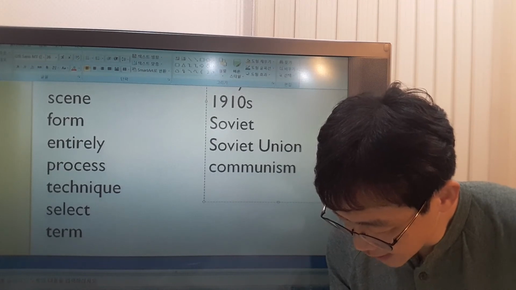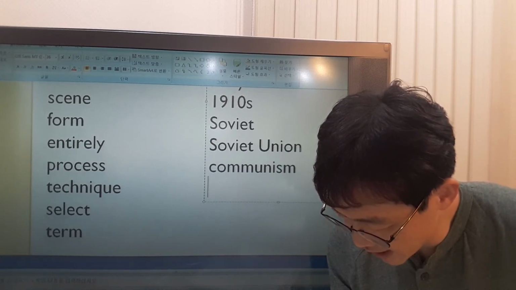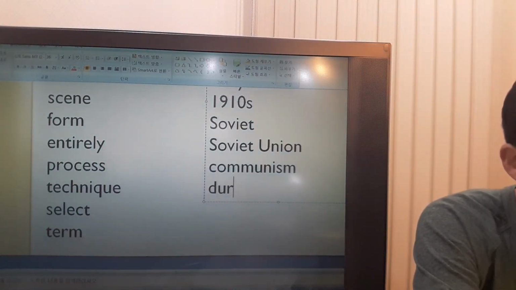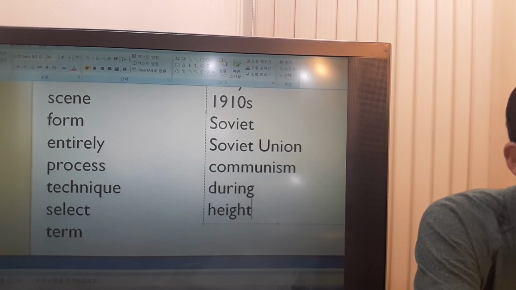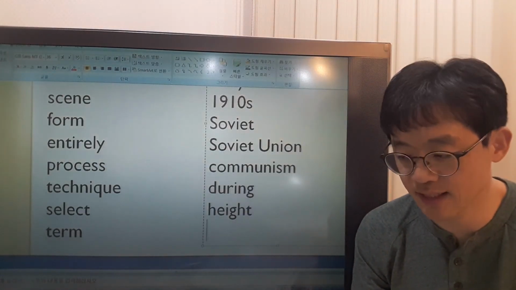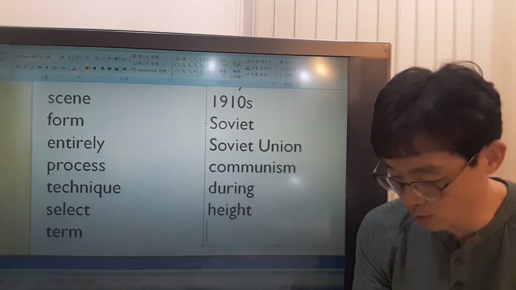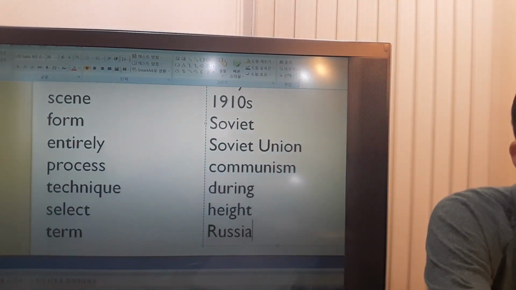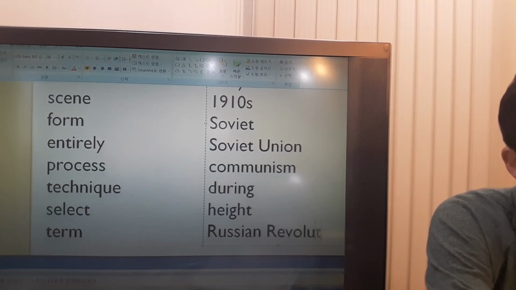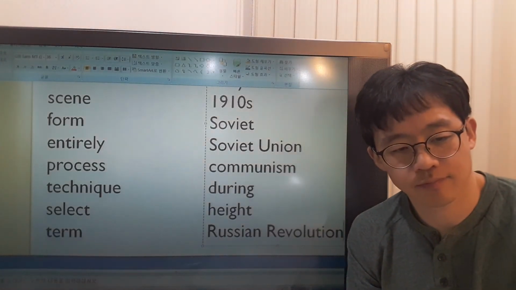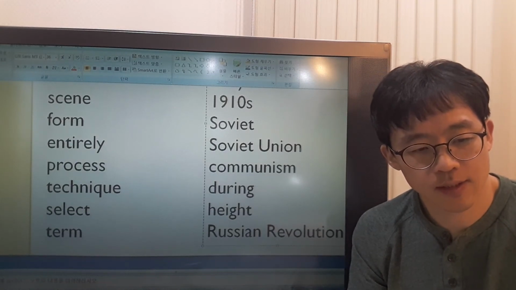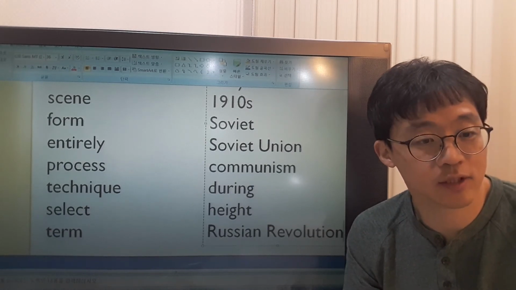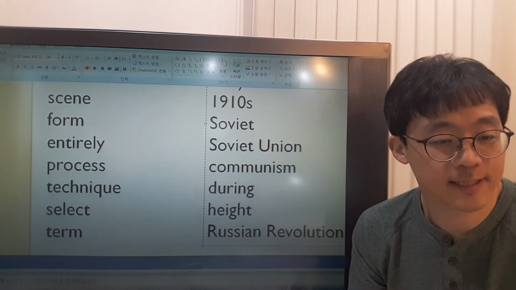Soviet filmmakers in the 1910s, during the height of the Russian Revolution. During means in the period of, okay? During the height of. Height is when something is at its most powerful state. Do you understand? During the height of the Russian Revolution. Russian Revolution. What is this? This is an uprising in 1917. Do you understand?